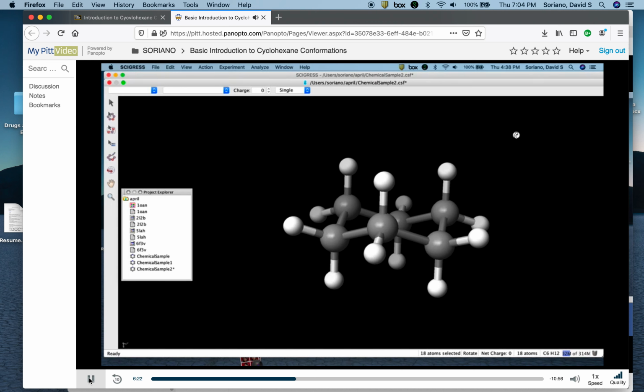Put the time in with this. It's not difficult, but you're going to start to create mental images when you look at structures of what they may look like in 3D.